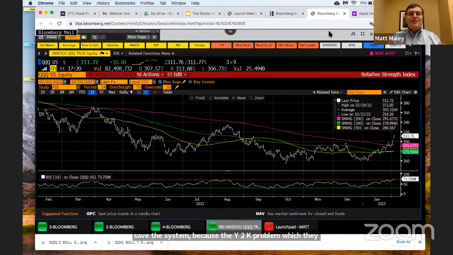But as soon as we got to the year 2000 and the Y2K issue was no longer a problem, guess what? They pulled the liquidity and the market went down. The market went down huge. Again, it was more overvalued then, so I don't think it'll fall as much this time. I think it's got further to fall because, guess what?